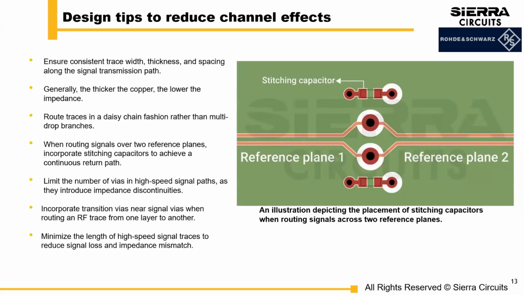And then you want to have thicker copper, which generally translates to lower impedance. And when using two reference planes, incorporate stitching capacitors to ensure a continuous return path for the signal, and incorporate transition vias near signal vias where routing RF signals between layers.